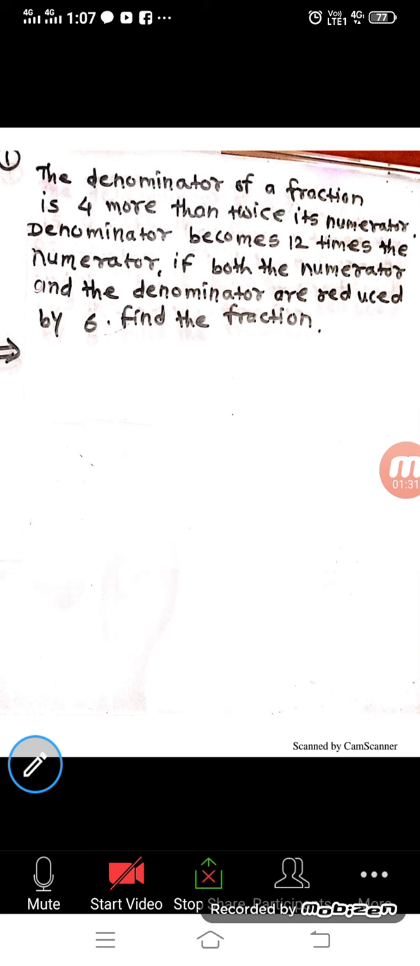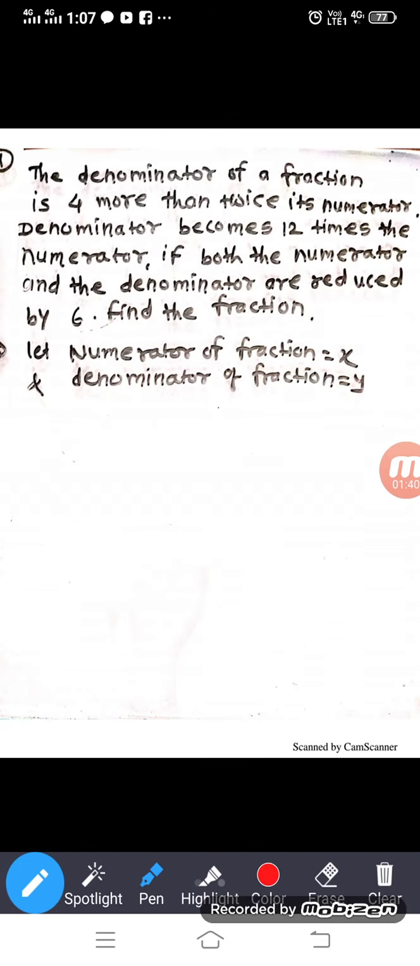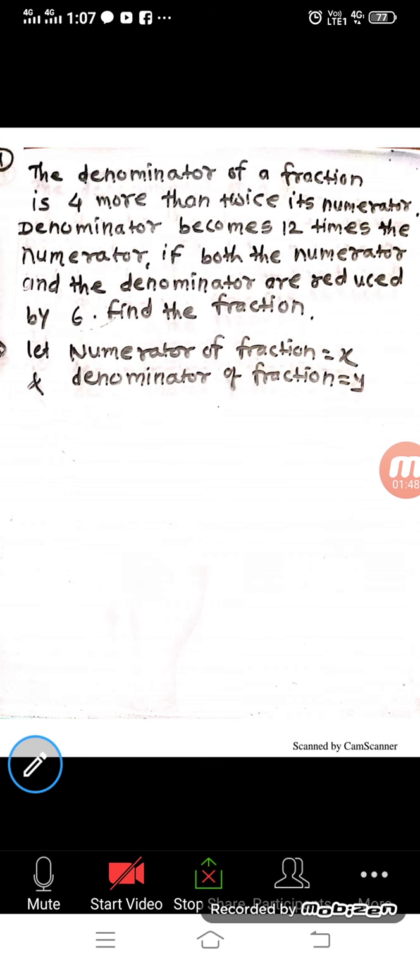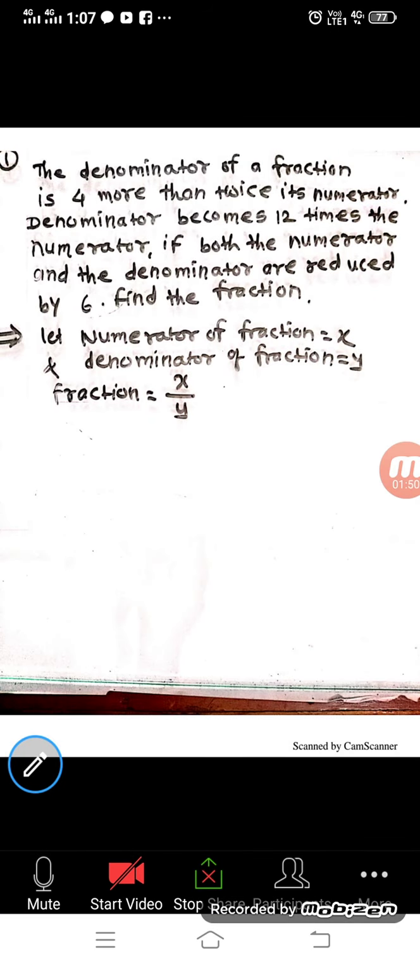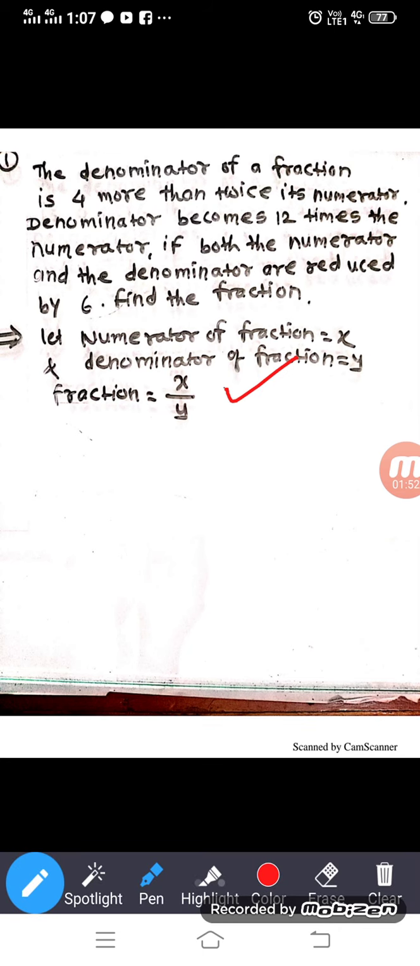To solve these problems, we have to consider the two variables as numerator and denominator. Let numerator of fraction be x and denominator of fraction be y. Then we can write the fraction numerator upon denominator. This fraction is x upon y.